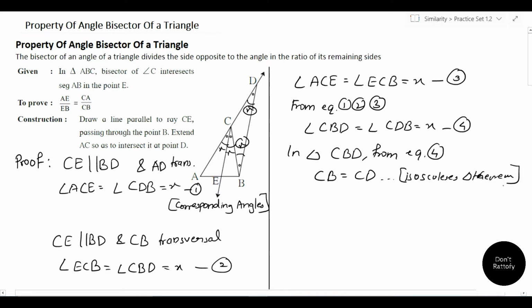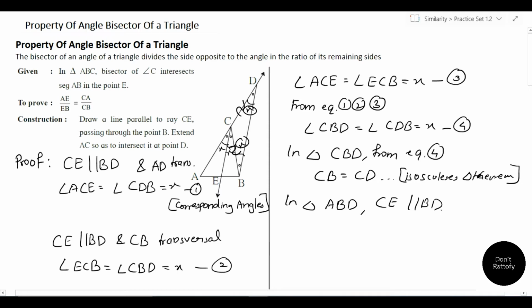By isosceles triangle theorem, I can say that two sides are equal, which is basically CB and CD. Okay, these two sides are equal. Now what I will do is I will take the bigger triangle, triangle ABD. In triangle ABD, I know that CE is parallel to BD.